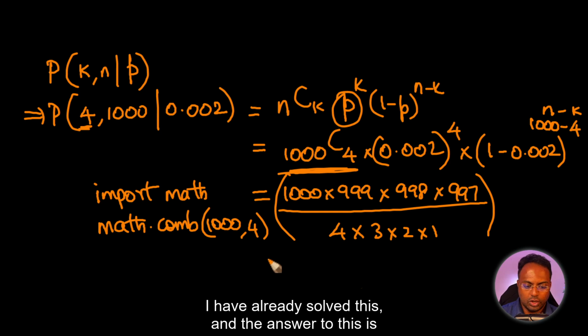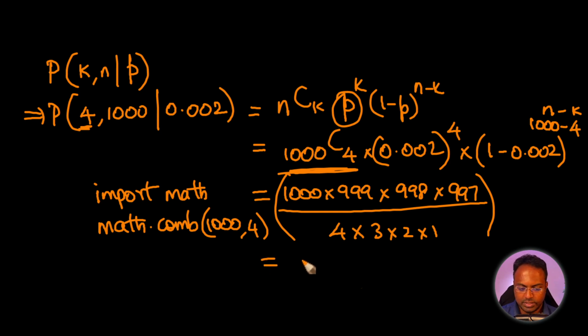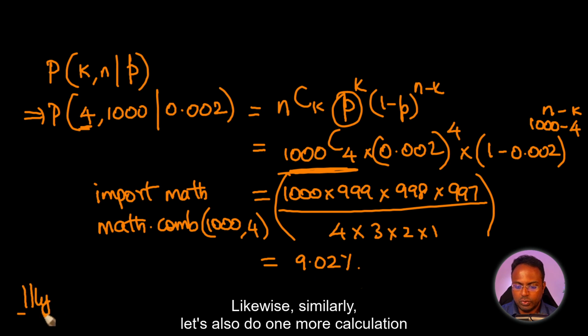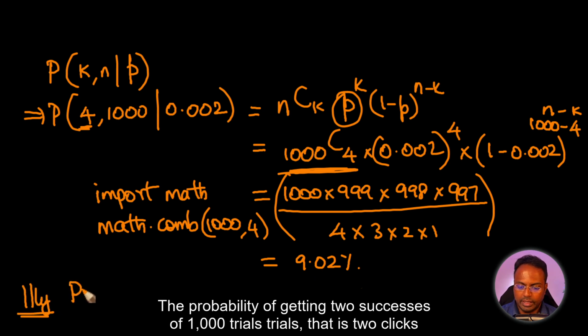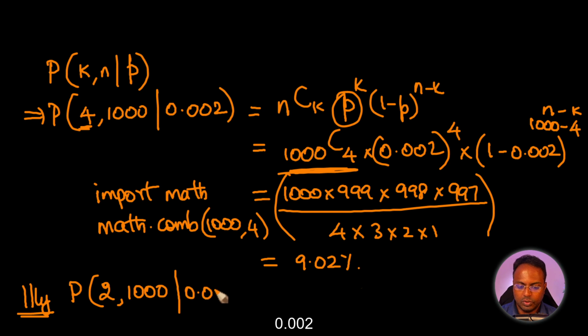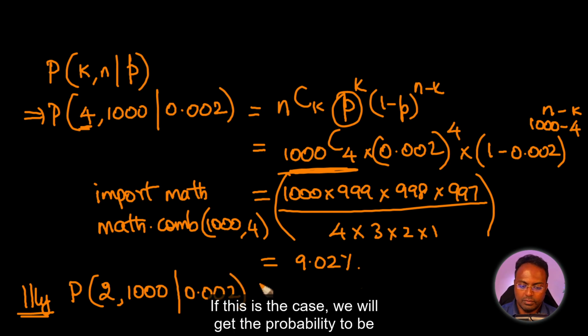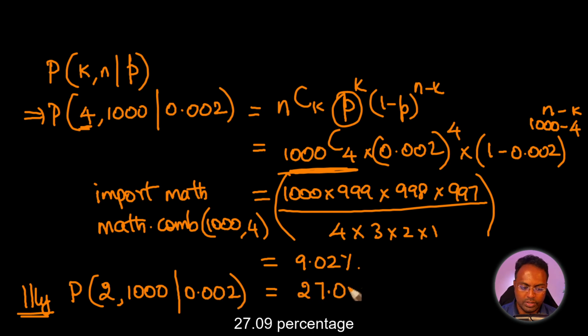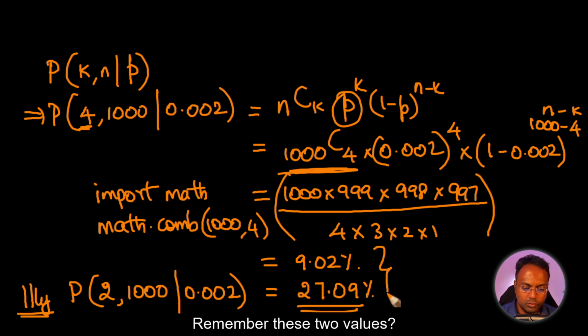So I have already solved this and the answer to this is 9.02%. Likewise, similarly, let's also do one more calculation. The probability of getting 2 successes in 1,000 trials, that is 2 clicks in 1,000 trials, 1,000 views, given the probability of a click to be 0.002. If this is the case, we will get the probability to be 27.09%.